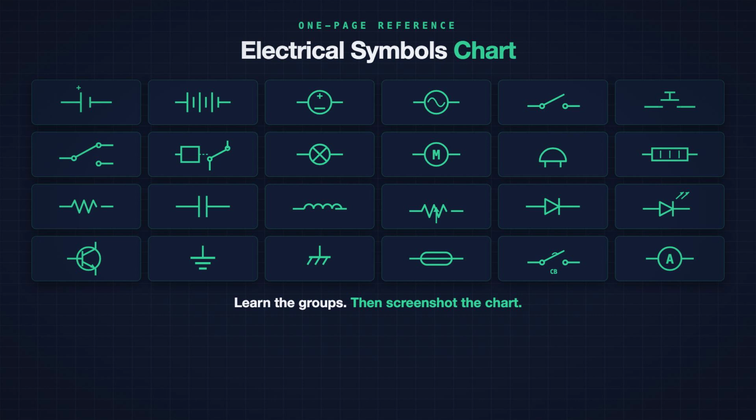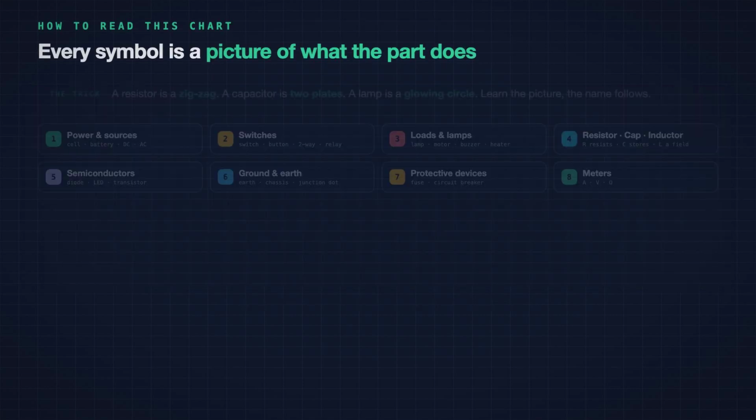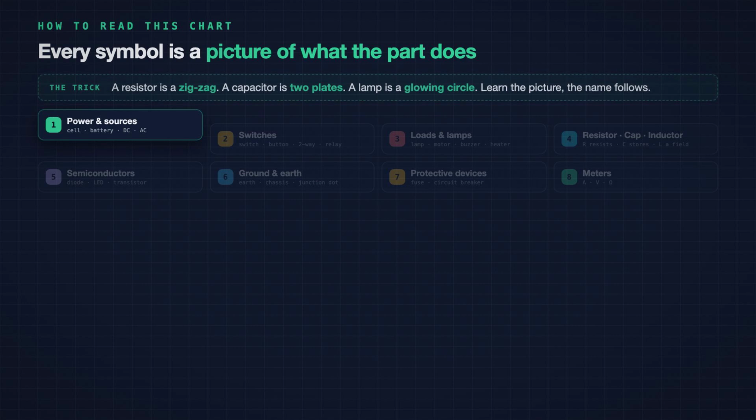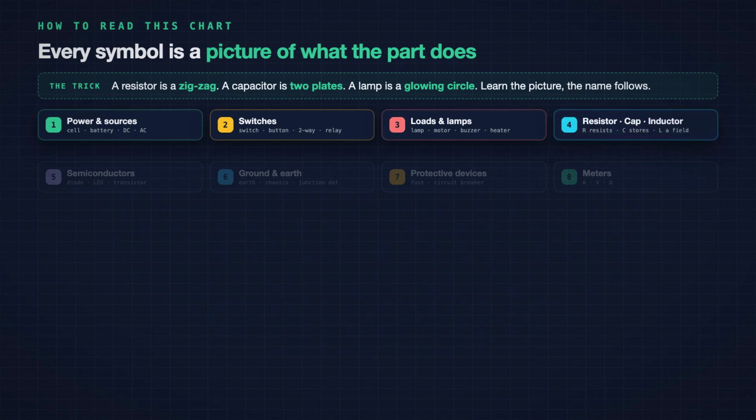Before the symbols, the trick that makes them stick. Every symbol is just a small picture of what the part does. A battery is stacked plates. A resistor is a zigzag that slows current down. A lamp is a glowing circle. Learn the picture, and the name follows.